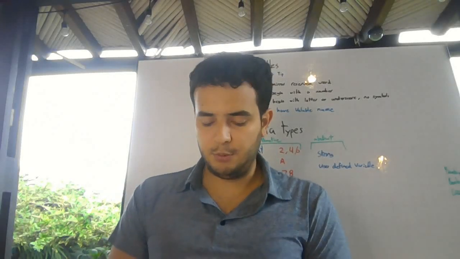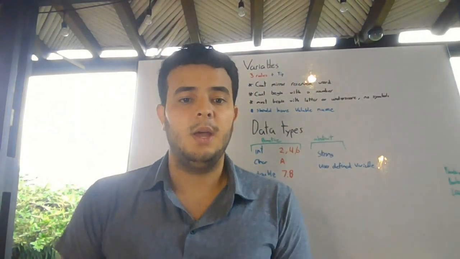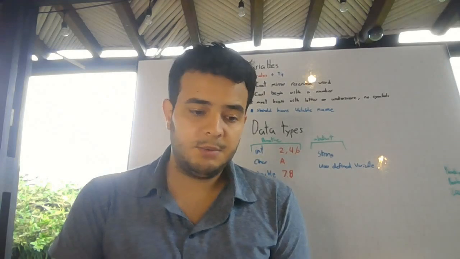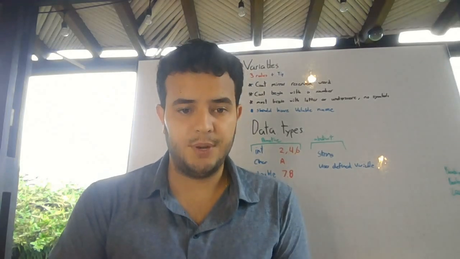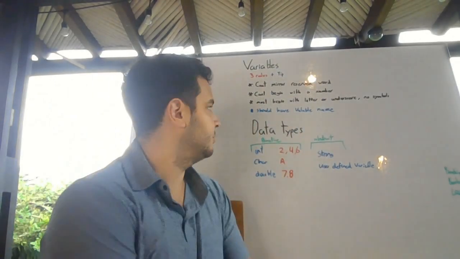As seen in the previous video with cin and cout, we have to have variables to be able to manipulate information and move stuff around. And in C++, we have three rules when we're naming our variables and creating variables.